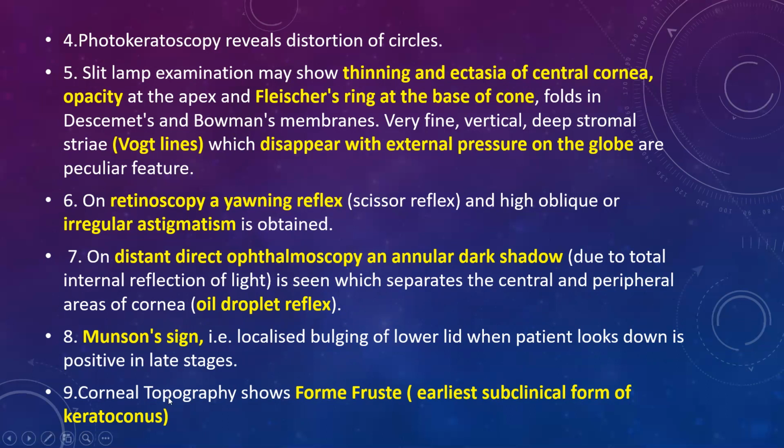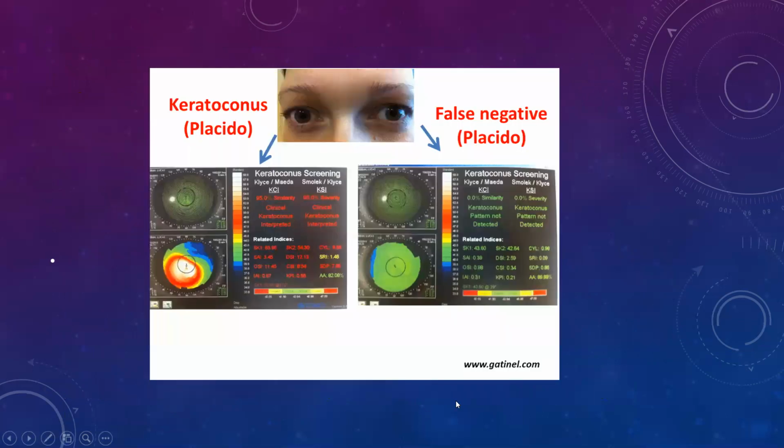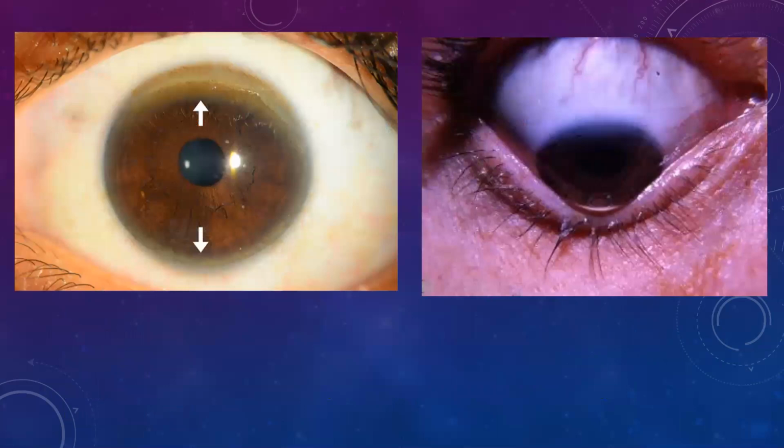And coming to corneal topography, it shows me forme fruste, and this is the earliest subclinical form of keratoconus. Okay, so this is keratoconus. I told you Placido disc examination shows me irregular discs, and this is Placido examination. And if you look at this particular thing, these are rings, that is Fleischer rings. Okay, these are Fleischer rings, seen in the patient suffering with keratoconus.